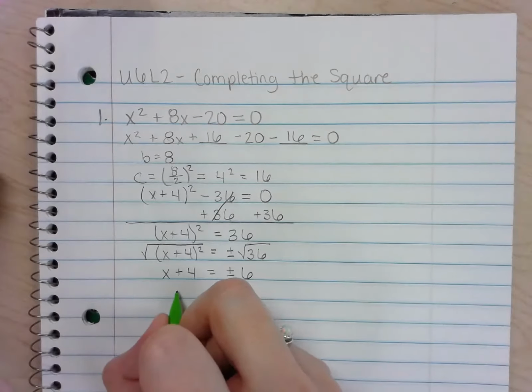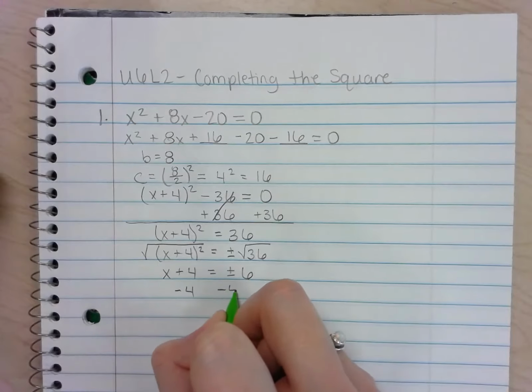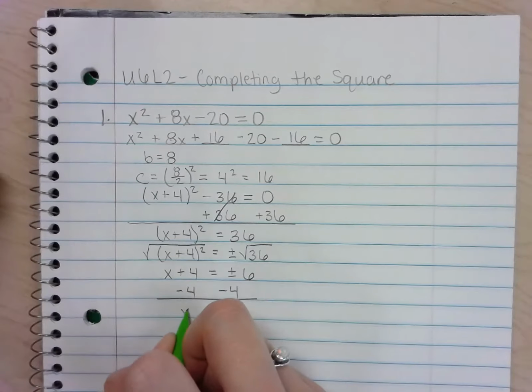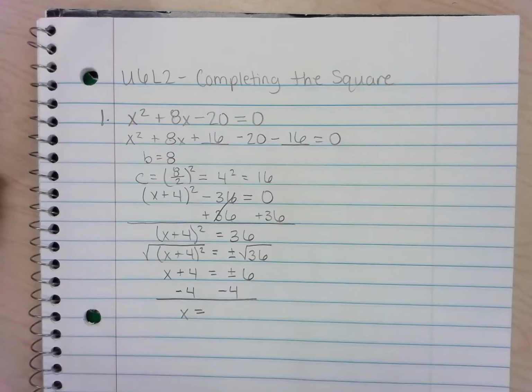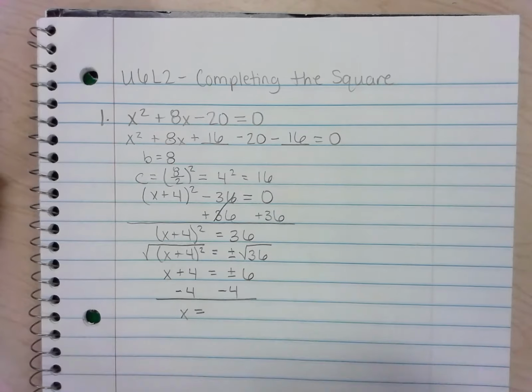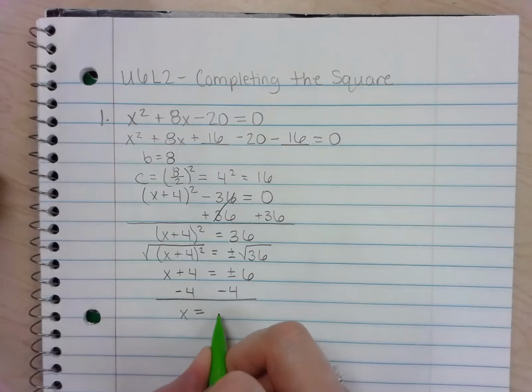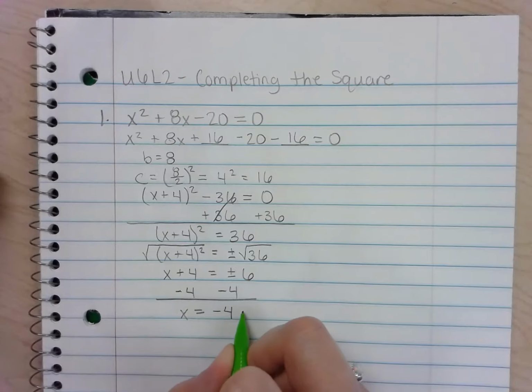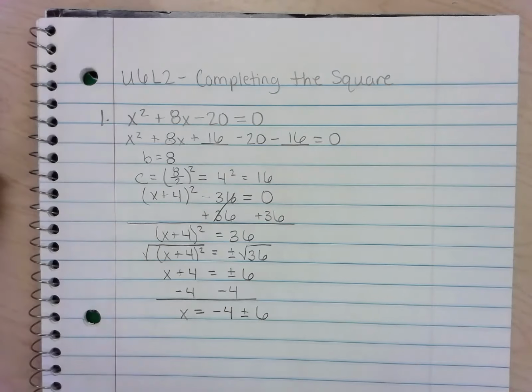We'll need to subtract 4 in order to solve for x. So x is going to equal, you could say, plus or minus 6 minus 4. However, you'll forget sometimes that that is a plus or minus 6. So it's better if you write negative 4 first and then the plus or minus 6. That way you can tell yourself you need to add 6 and you need to subtract 6.